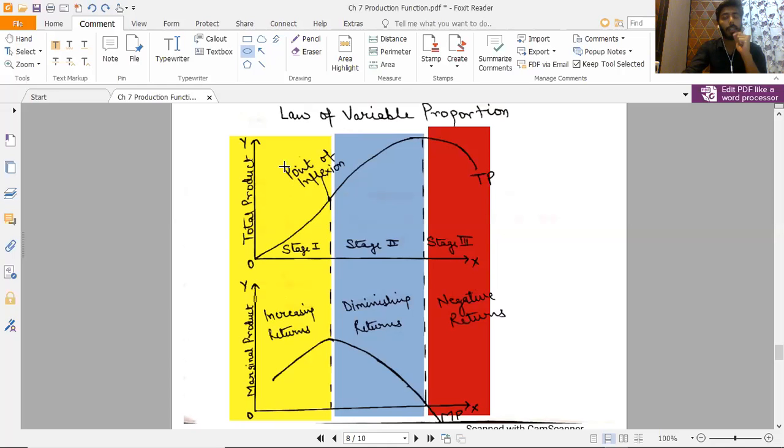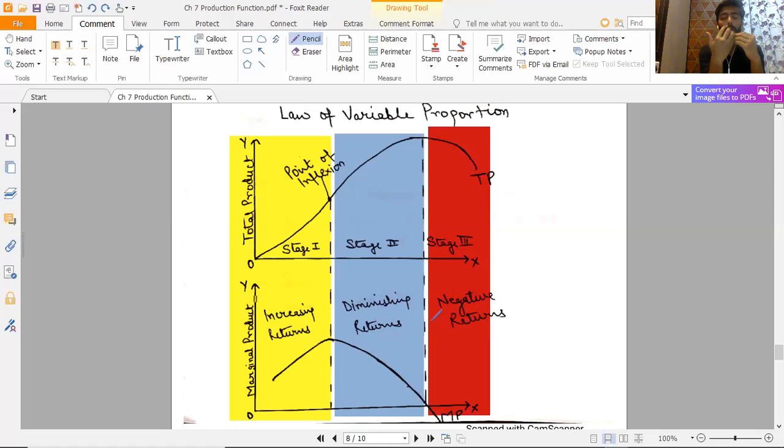There are basically three stages: first stage, second stage, and third stage. First stage is known as increasing returns, second stage is known as diminishing returns, and the third stage is known as negative returns. So the producer produces goods in one of the three stages. Increasing returns is the initial stage.